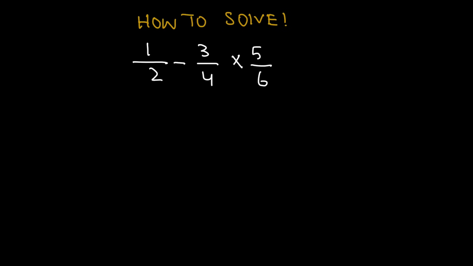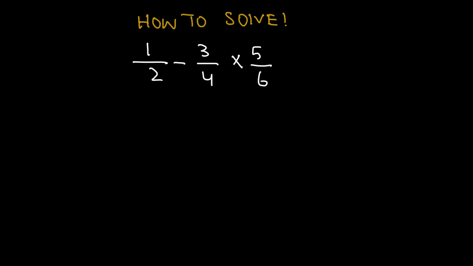Academy. In this video, we are discussing the example based on fractions. So, how to solve this type of question: 1 over 2 minus 3 over 4 multiply 5 over 6. In this situation, also use the BODMAS and PEMDAS rule.